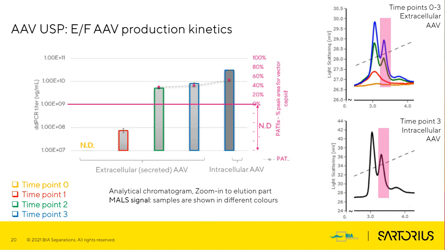So ddPCR, of course, did not detect any AAVs at the time point zero. At the time point one, we were approaching E8 vector genomes per milliliter. At the time point two, we were almost close to 1 E10. And then we see that at the time point three, we do have a certain increase of AAV titer, but this increase is not as dramatic as between time points one and two.